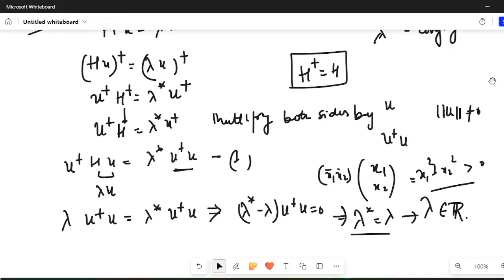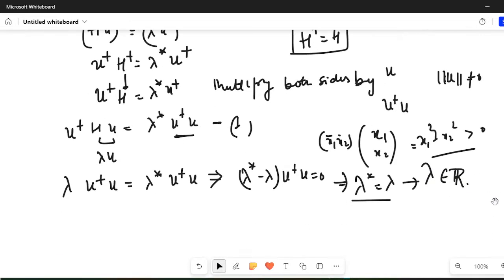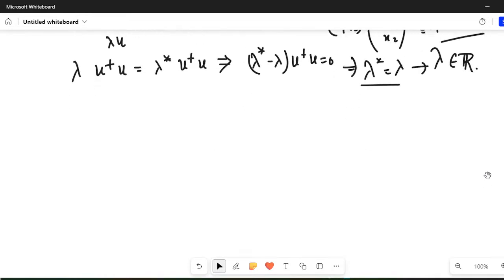Okay, so I hope it is clear. Now, if this is clear, then another important property is that corresponding to each of these eigenvalues, the eigenvectors that come are orthogonal to each other, and that is very important.